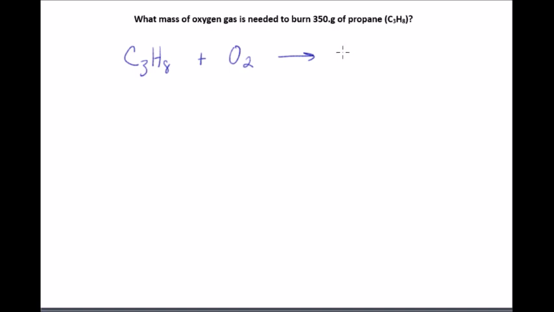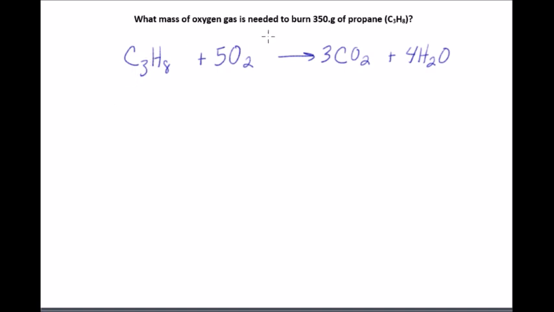Spread it out a little bit so it's easier for us to have plenty of room to work. And like all combustions of hydrocarbons, the products are going to be carbon dioxide and water. So after we've got our equation set up, we need to balance it. Okay, that should be it. 3 carbons, 8 hydrogens, 10 oxygens on each side. Yep, that's it.